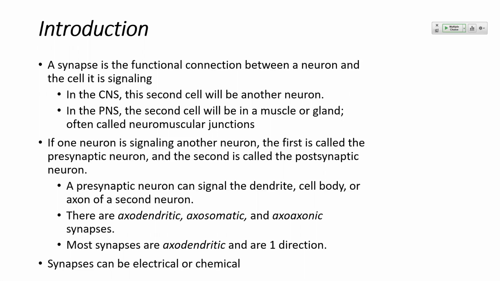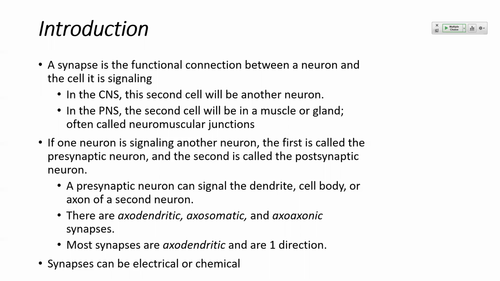Connection between a neuron and another cell that's being signaled. In the central nervous system, this is usually another neuron. In the peripheral nervous system, this can be muscle, smooth muscle, skeletal muscle, glandular tissue, or adipose tissue. And this can be named according to the type of tissue that's being signaled. So this can either be the neuromuscular junction if it's signaling skeletal muscle, or the neuroaffective junction if it's signaling the other types of tissues.